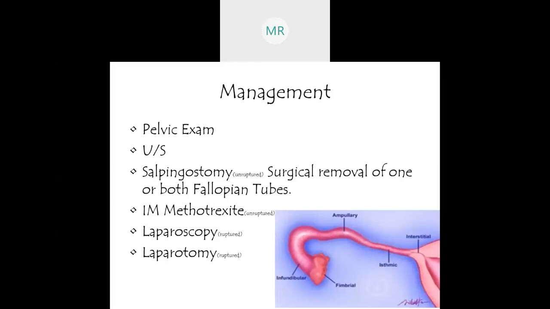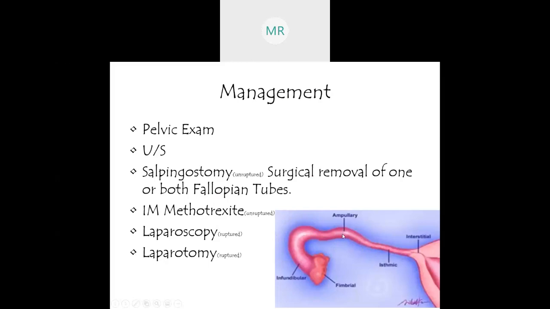So that's a little bit about IM methotrexate, which does work, and it does work well, because most of the patients that we do see are unruptured. But then you've got those that maybe have a high pain tolerance, or it just happened, and by the time they're doubled over with pain, they're calling 911. They're in lots of pain. They come in, and this little sac right here, they have a ruptured ectopic pregnancy.